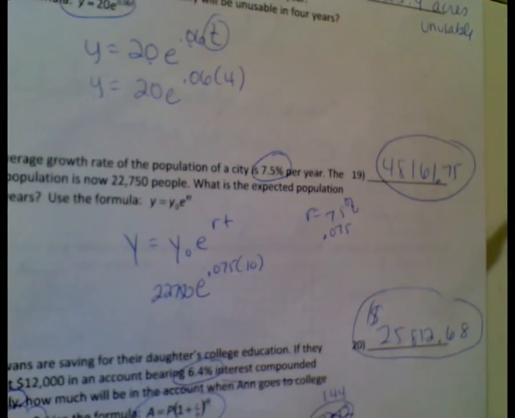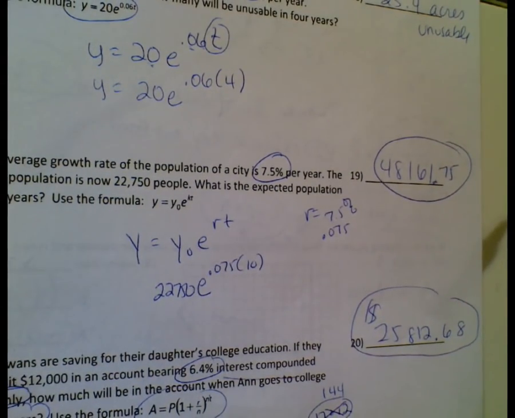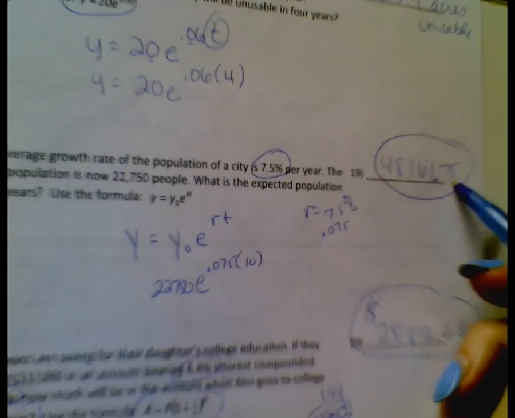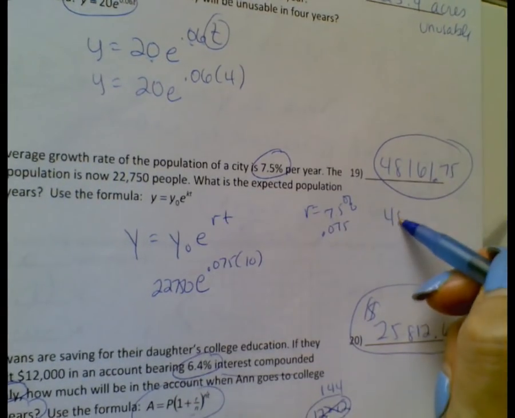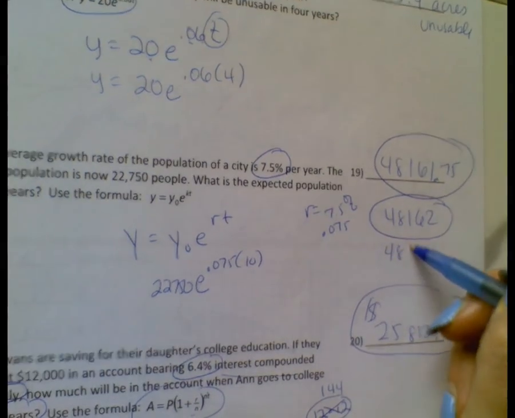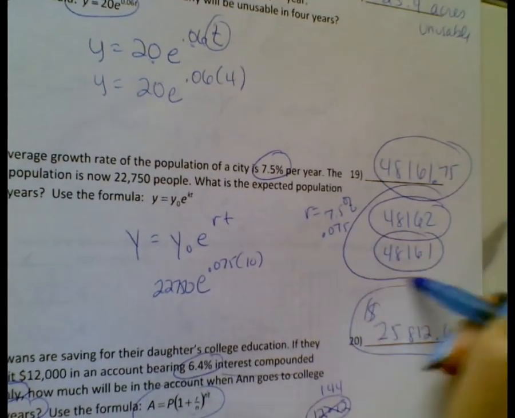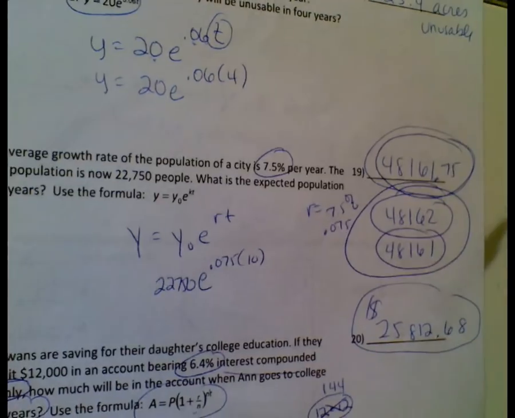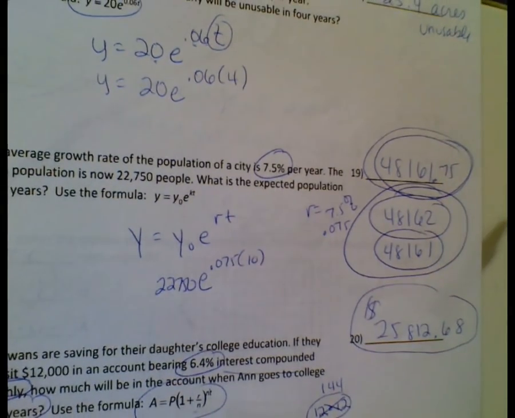Also, back up to this number 19. Since it was a population number, you probably don't want to say 0.75 people. So some people would round up. Some people would round down. I would accept both of these answers. Actually, I'd accept any one of these three. And that's it.